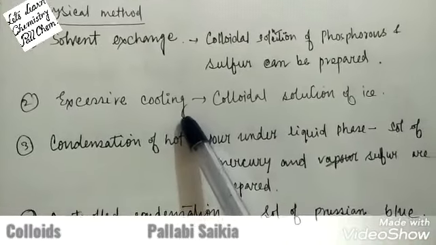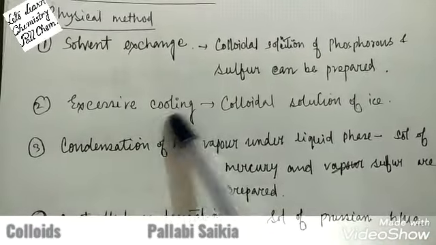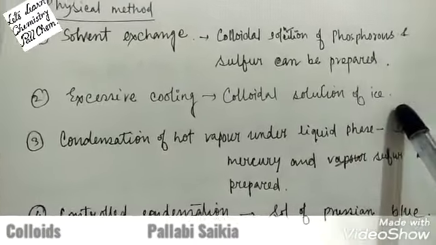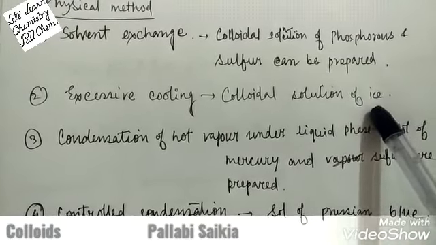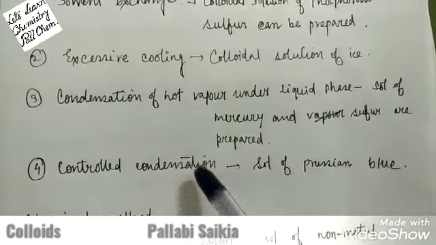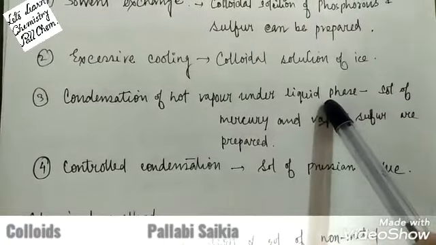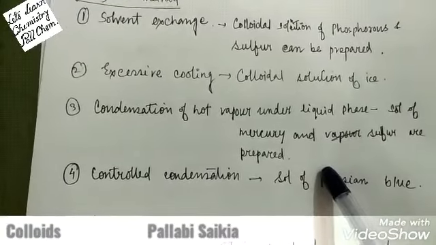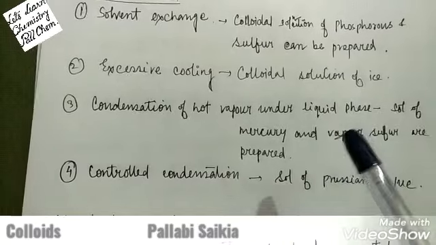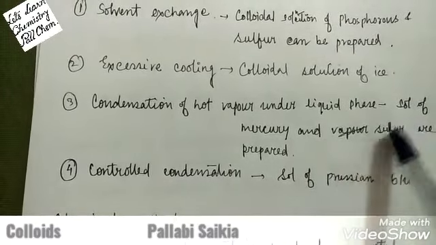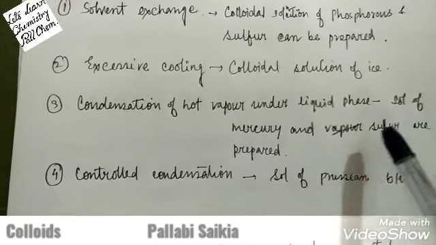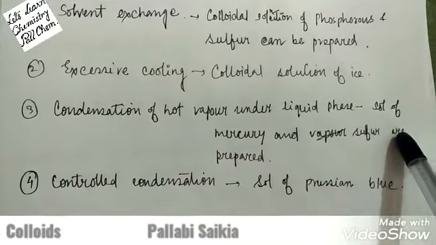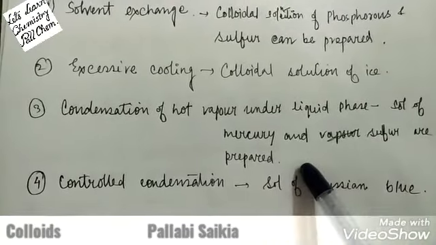Next is excessive cooling. By this method, colloidal solution of ice can be prepared by freezing a mixture of water and organic solvent such as chloroform or pentane or ether. Next is condensation of hot vapor under liquid phase. By this process, sol of mercury and sulfur can be prepared. How are they prepared? Sol of mercury and sulfur by passing the vapors of mercury and sulfur through the cold water containing a suitable stabilizer.